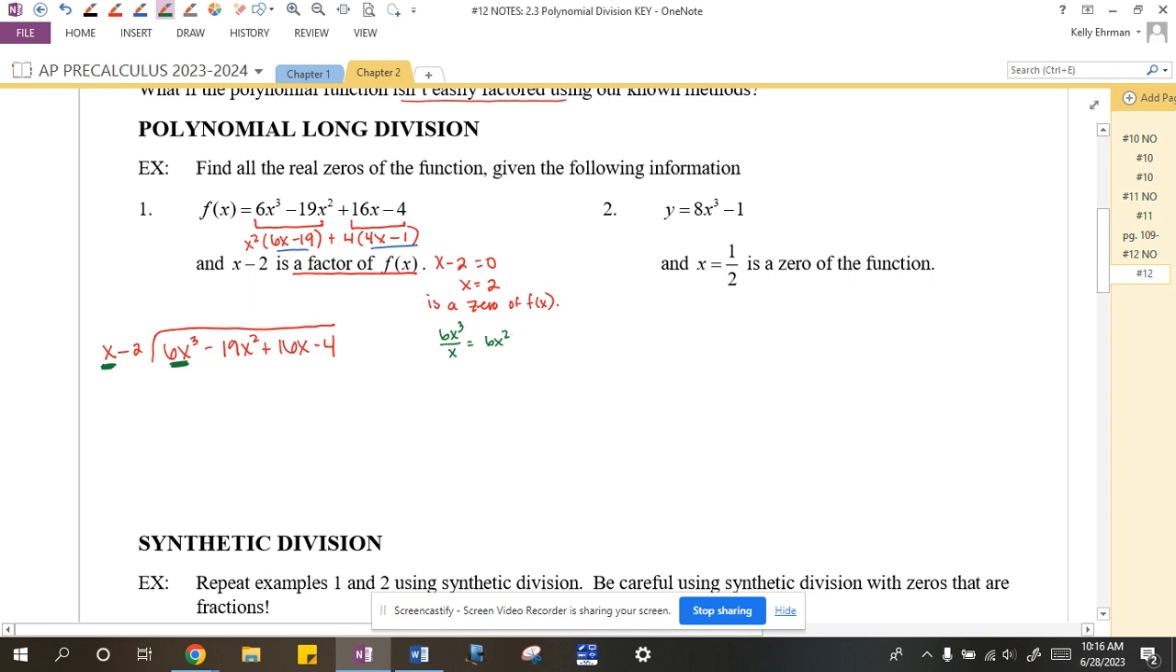So however you want to think of it, either do this division or say, what would I have to multiply x by to get 6x to the third? I would have to multiply it by 6x squared. So that result goes above the 6x to the third. And then once you've determined that, you multiply 6x squared times x minus 2. So 6x to the third. 6x squared times negative 2 is minus 12x squared. Put that result below the terms that match up with the same degree, so keep everything lined up nicely.